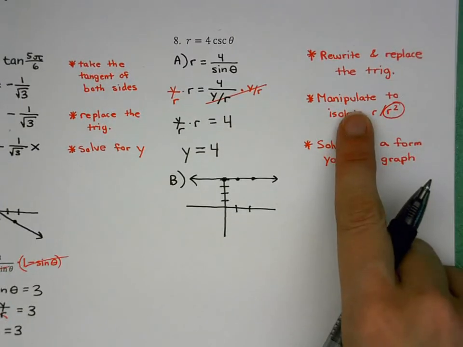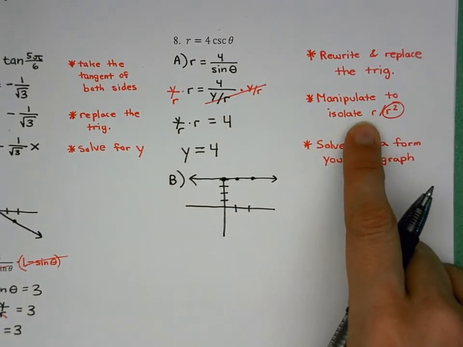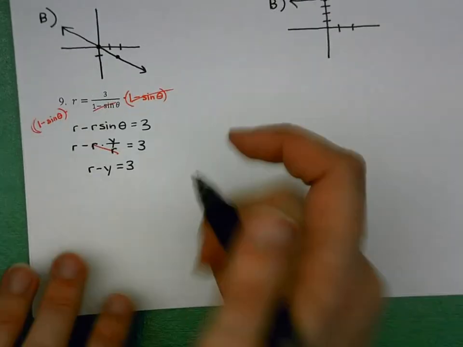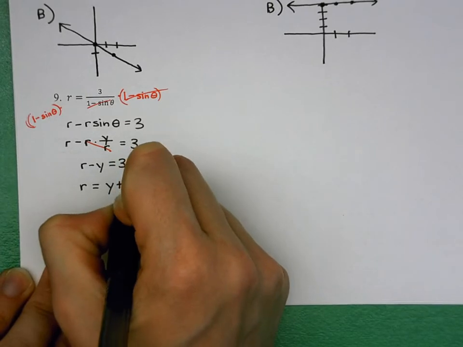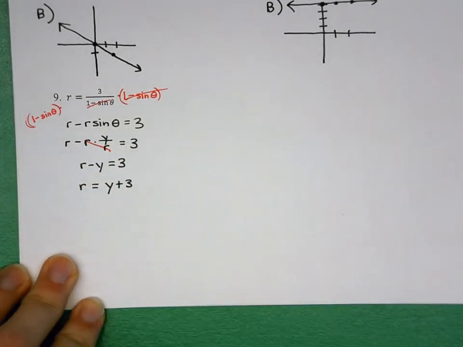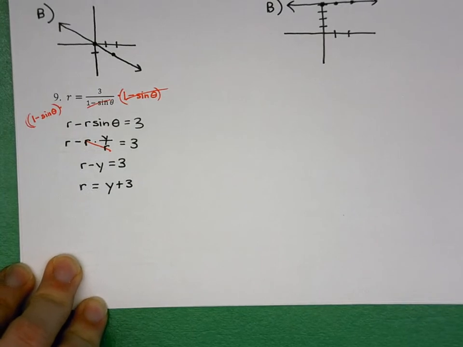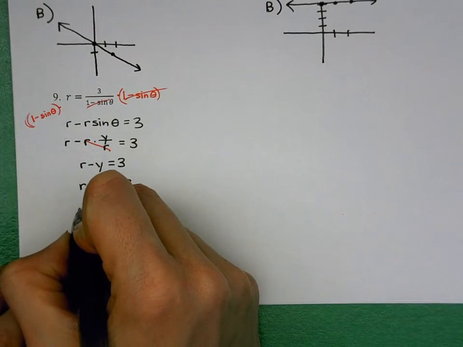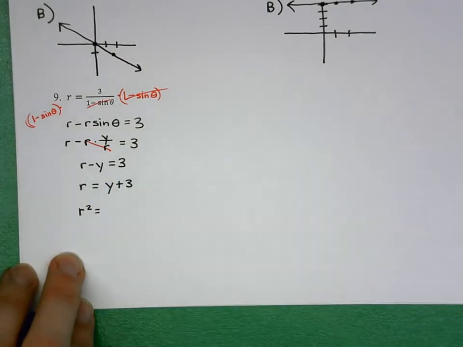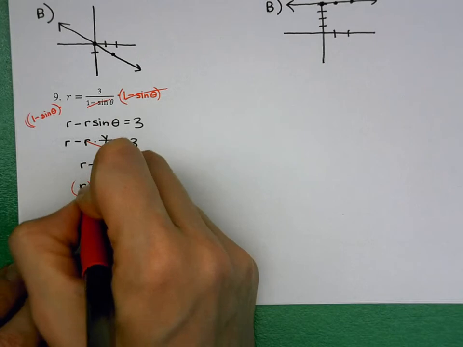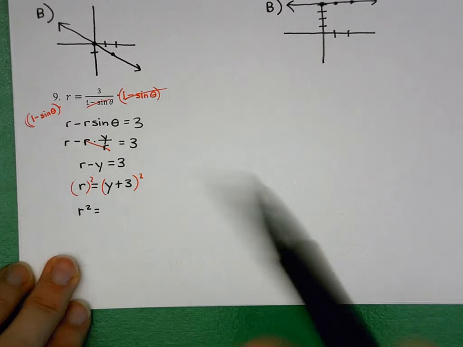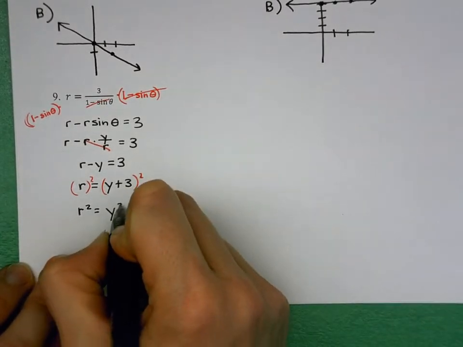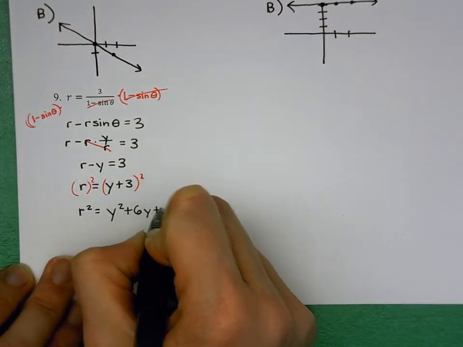Okay, and so then second step, we're going to be manipulating to isolate r with the ultimate goal of getting r squared in this one. And so that means isolating r, adding the y over. We have 3 plus y, or y plus 3, which however you prefer to write it. And then how do we get this to be r squared? Well, we square both sides. So this is r squared equals, go ahead and write that squared. Squaring this, it would mean foiling, right, expanding it. So this would be y squared plus 6y plus 9.